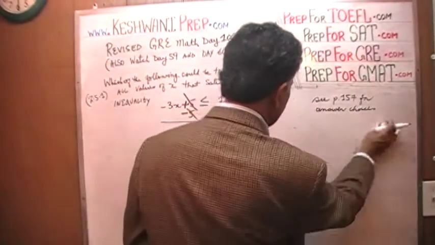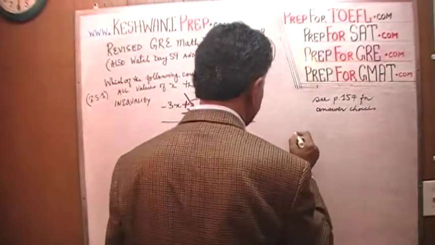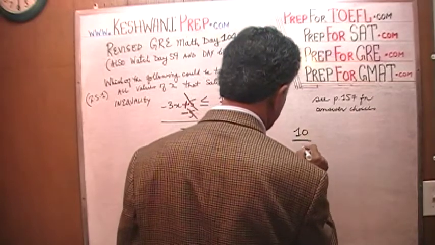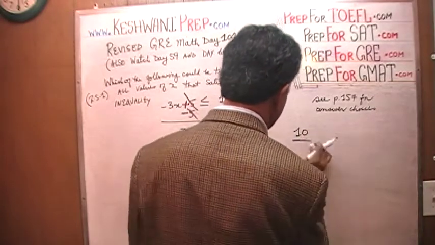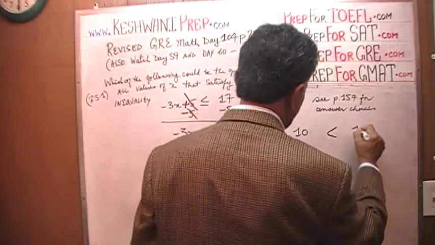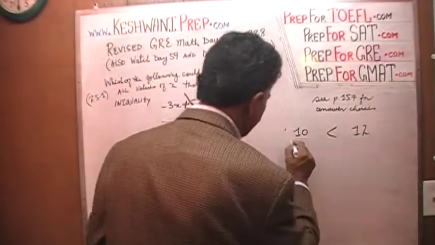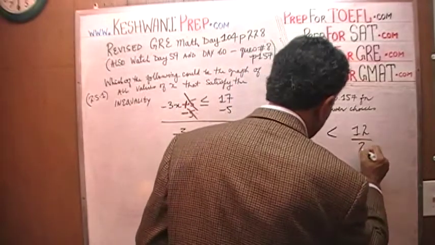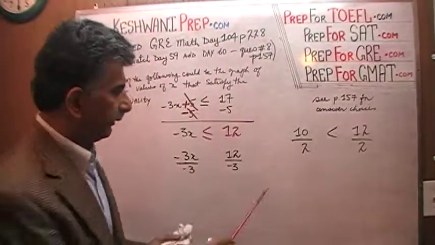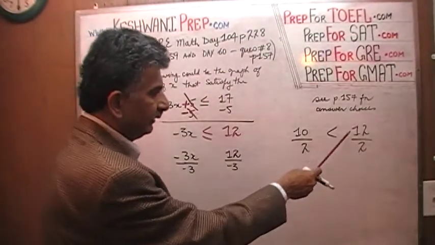For example, let's do the division. For example, 10 divided by 2, 10 is less than 12. Of course 10 is less than 12. Now if I were to divide both sides by 2, this thing still holds. 10 divided by 2 is 5, and 5 is less than 6.